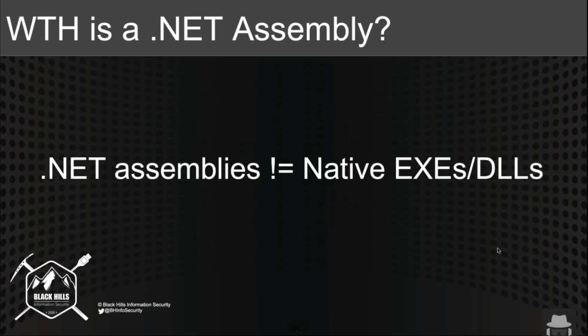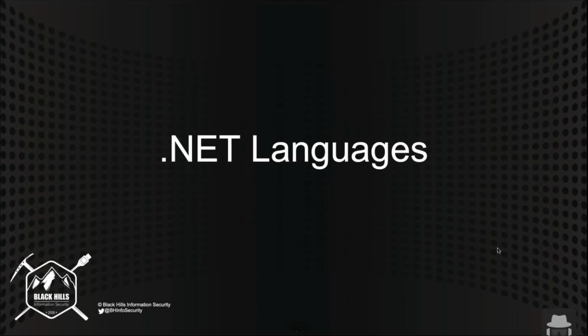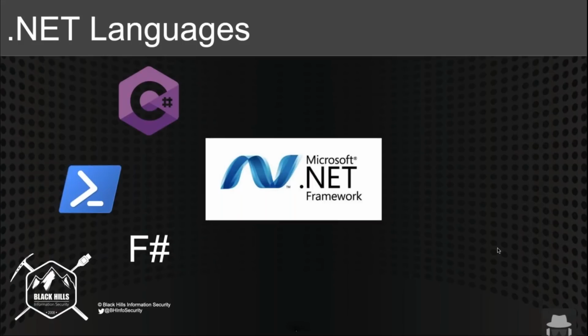So as I said earlier, an assembly is something that any .NET language can interpret and execute. So let's take a look at some of the .NET languages here. We've got PowerShell, C#, and F#. These are the three officially supported Microsoft .NET languages that I'm aware of, at least. There might be others that I missed, but these are the ones that I know of. So these are all .NET languages.